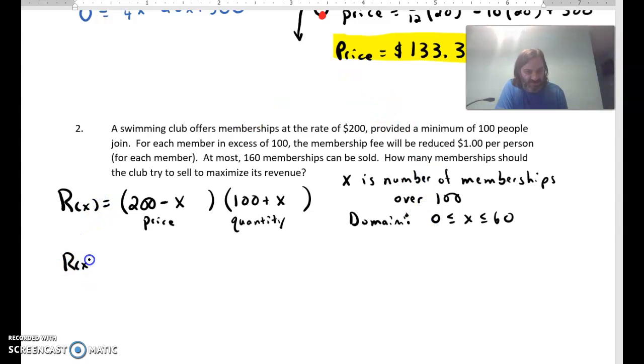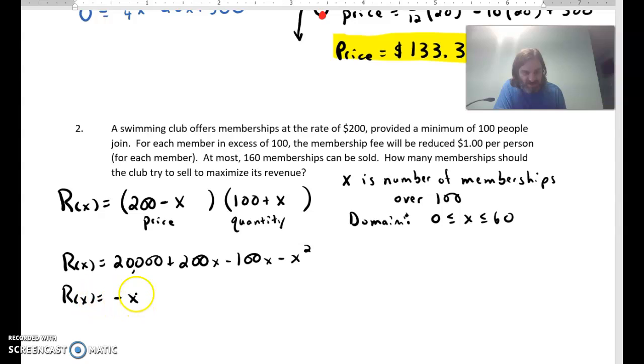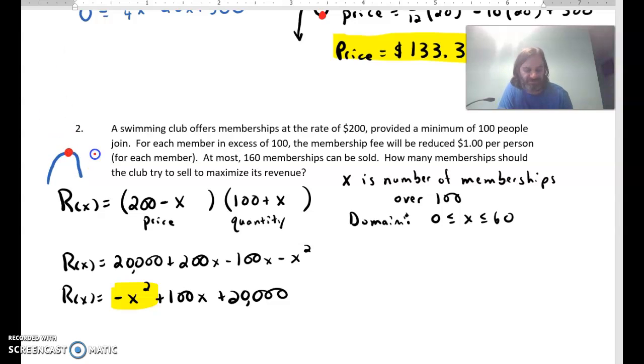So revenue, 200 times 100, I believe, is 20,000, plus 200x minus 100x minus x squared. So clean that up. We'll have negative x squared plus 100x plus 20,000. Just right now, looking at this, we have a negative x squared, which tells you we have a function that is an upside down parabola, so it should have a max somewhere in there.